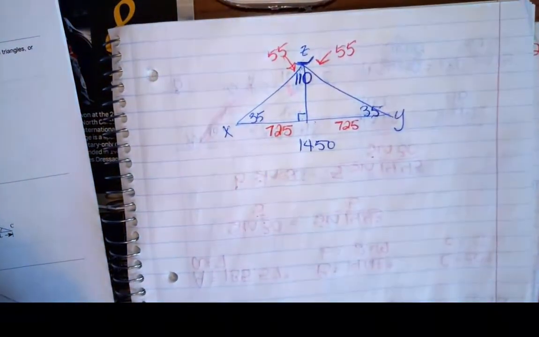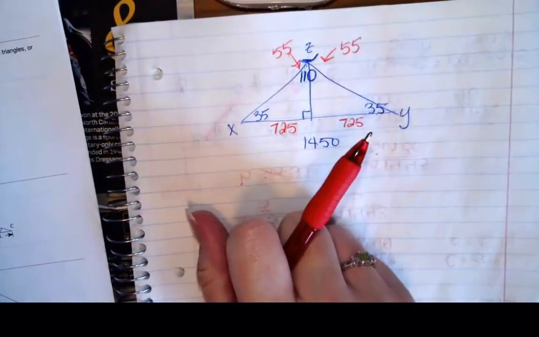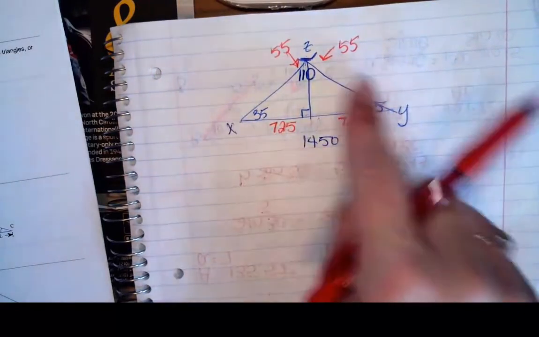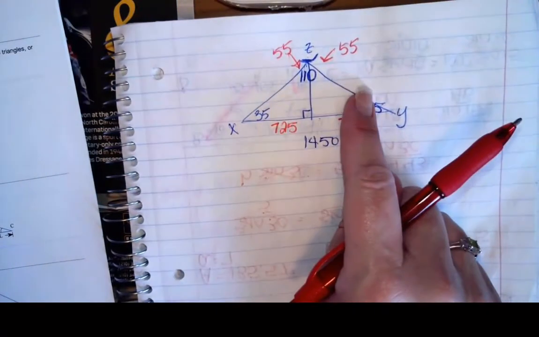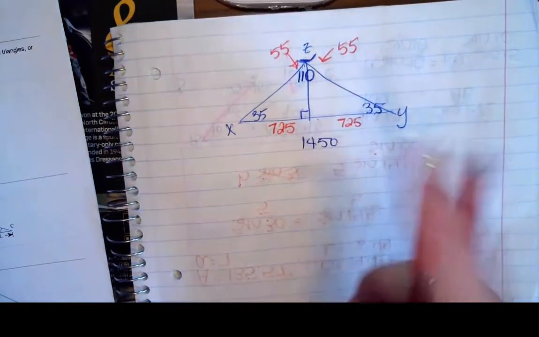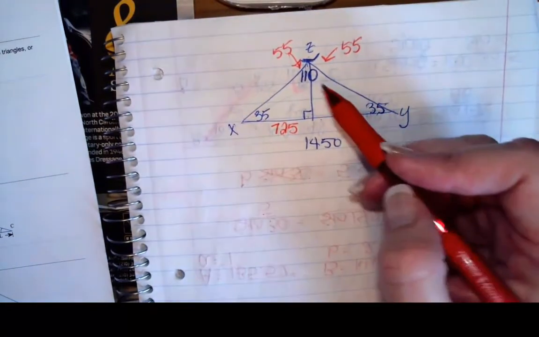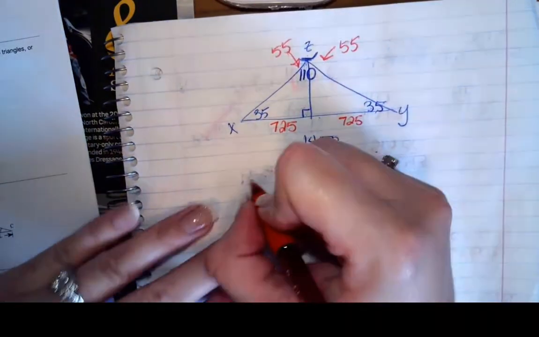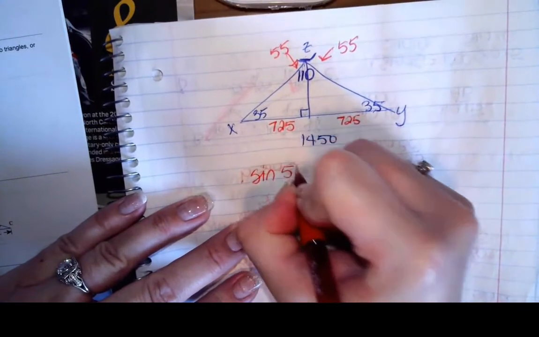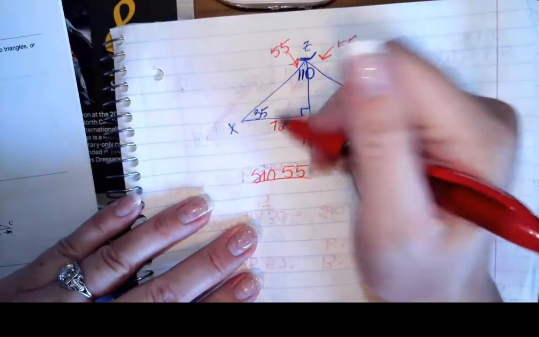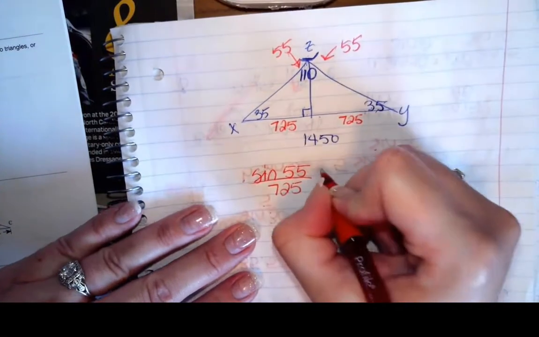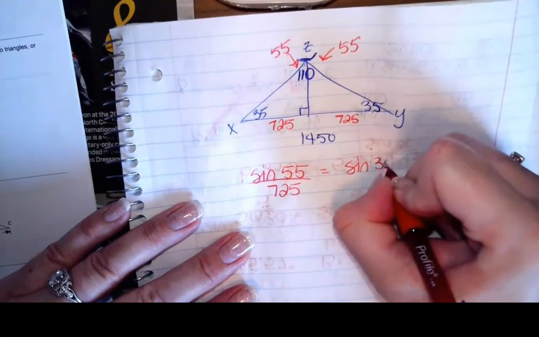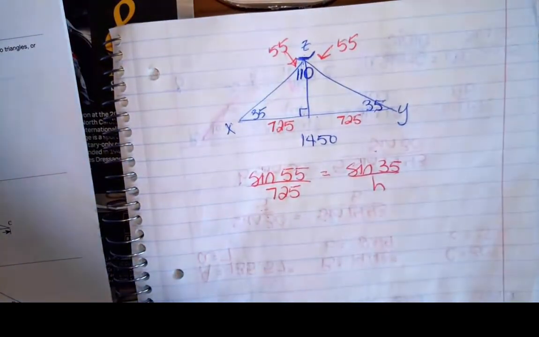So if I just want to know the height, I've got an isosceles triangle. I don't care which one you grab, because either one, I'm going to find this. So I have a completed ratio of 110, which is split in half, to 55. So I have the sine of 55 over his corresponding side of 725 will equal the sine of 35 over my height of my airplane.